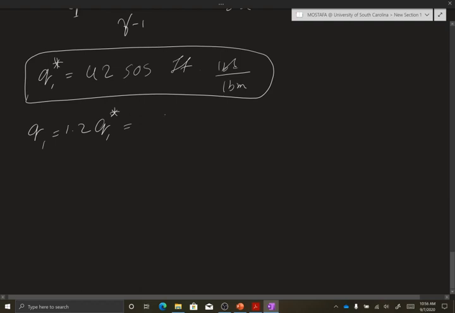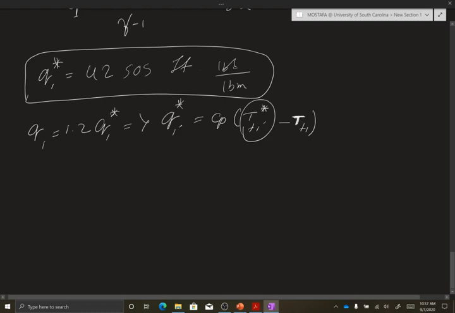That's the idea. So let's calculate this new exit condition, which we are going to call Q1 prime star, if you will. It is going to be Q equals CP times TT1 prime star minus TT1. Here, your total exit temperature is going to change because your Q is changing, but your total inlet temperature will not change.